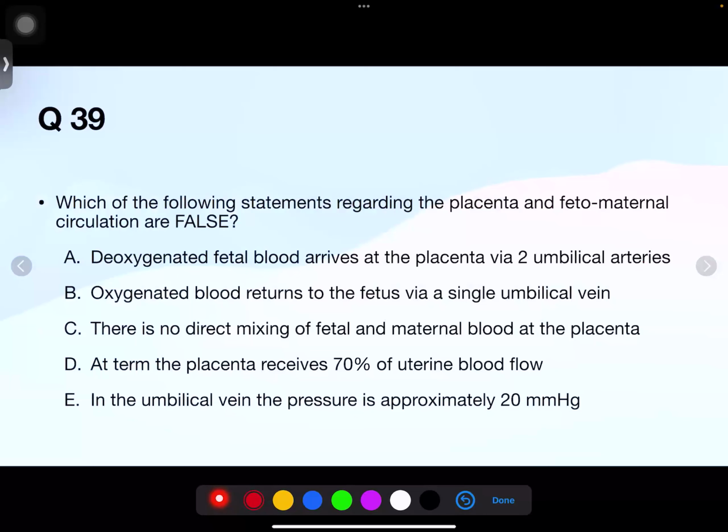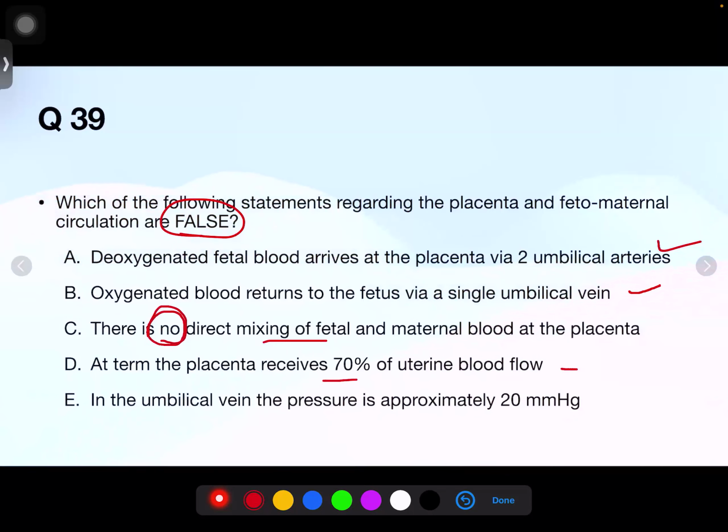अच्छा जी, which of the following statements regarding placenta and fetal-maternal circulation are false? False बतानी है आपने जी। Deoxygenated fetal blood arrives at the placenta via two umbilical arteries. ठीक है, oxygenated blood returns to the fetus via single umbilical vein. There is no direct mixing of fetal and maternal blood at the placenta. ठीक है, मिक्सिंग नहीं होती। At term, placenta receives 70% of uterine blood flow. And umbilical vein pressure is approximately 20 millimeters mercury.